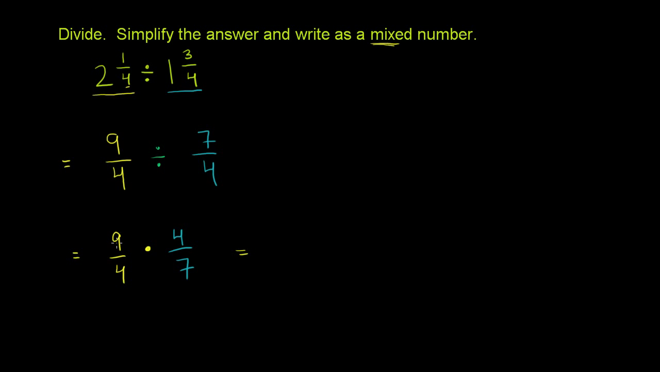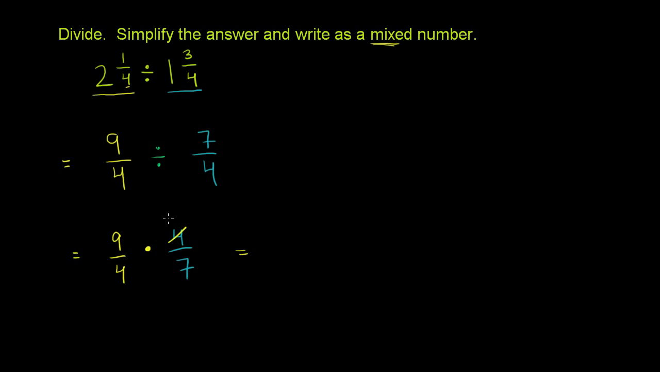Now, we could just multiply these. We could just say this is 9 times 4, which would be 36, over 4 times 7, which is 28, and then try to put it in lowest terms. Or we could do it right now, because it would be simpler. We have a 4 in the numerator. We have a 4 in the denominator, or that will eventually be in the denominator. So let's divide our eventual numerators and our eventual denominators both by 4.